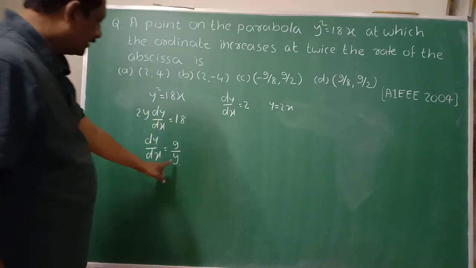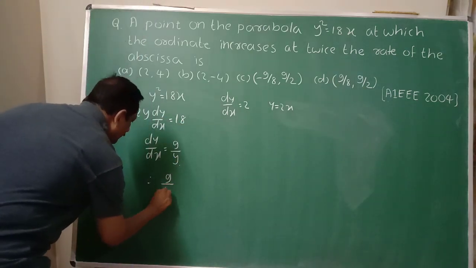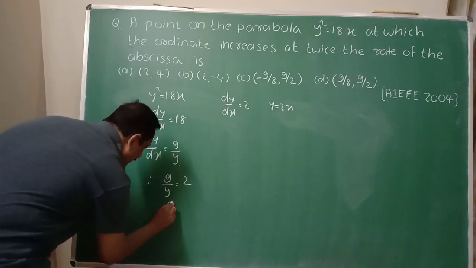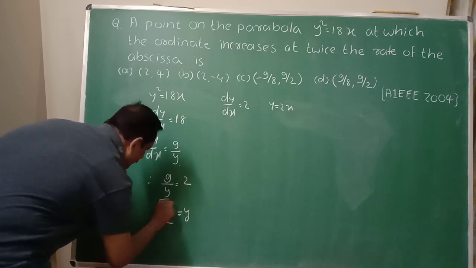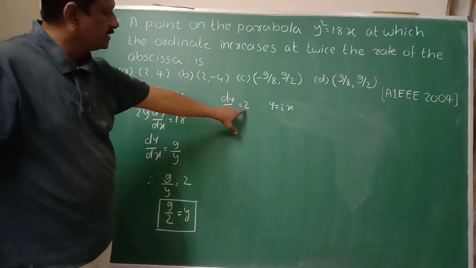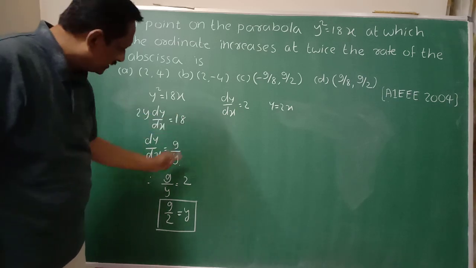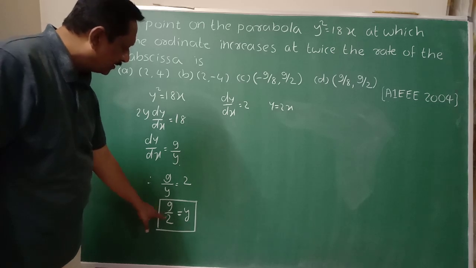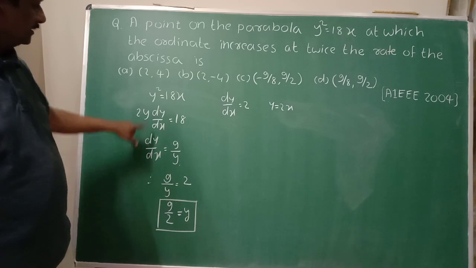Now just equate both. Here 9 upon y is equal to 2, therefore cross multiplying, 9 upon 2 is equal to y. They have given dy upon dx is equal to 2, and when we differentiate we get this, so equate: 9 upon y is equal to 2. Then use this value of y in the given curve.